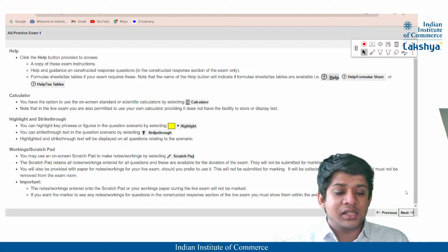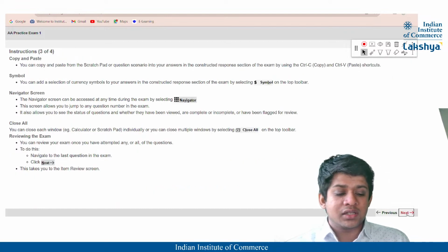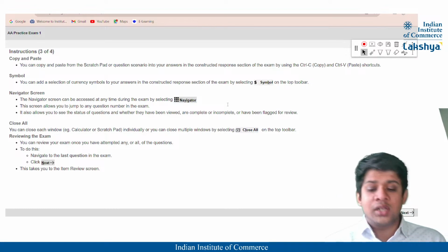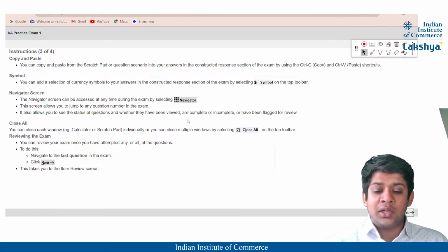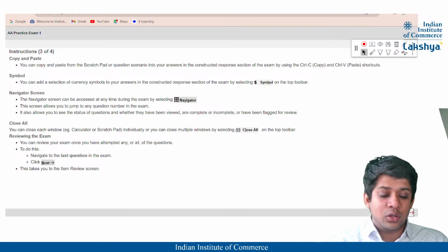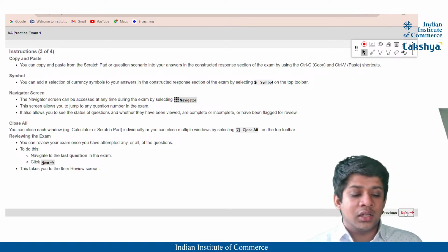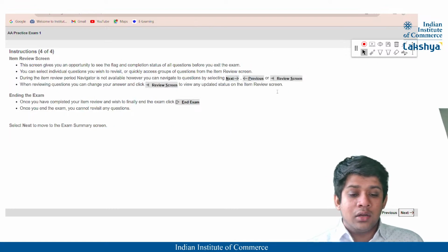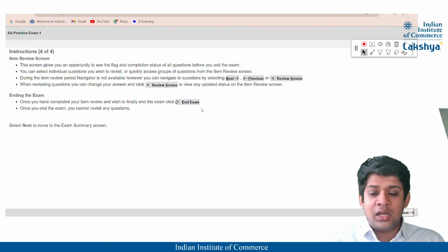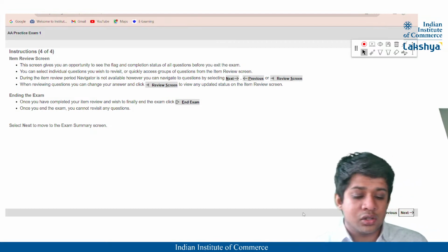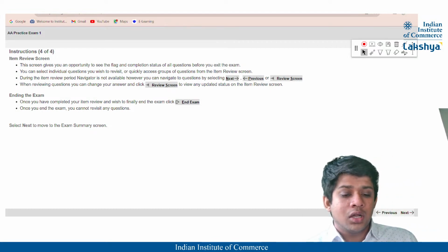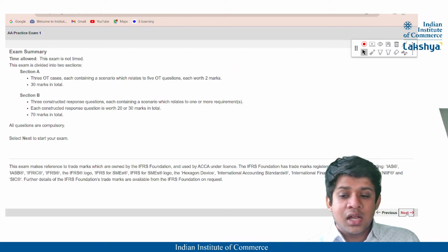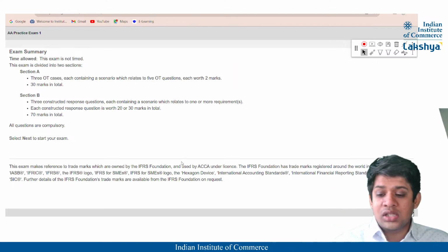Okay. Then you can see here, there is an option to click next. I'll do that. Then there are more things. If you click on the navigator button, it will show you all the questions and you can be navigated easily to the question that you want to jump to. Okay. You can click on next. You can click on close all for closing any slides or anything that is open. And this is, I think, a review screen, and eventually you will get the option to end the examination. So these are all the instructions which are covered. Lastly, you have an option to click next. And once you click next, they are going to show you the summary.